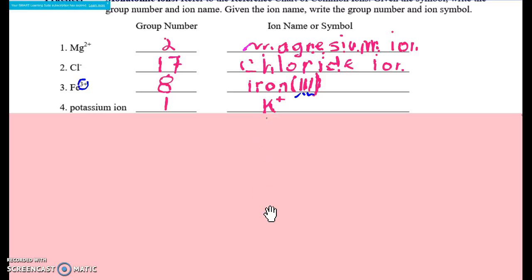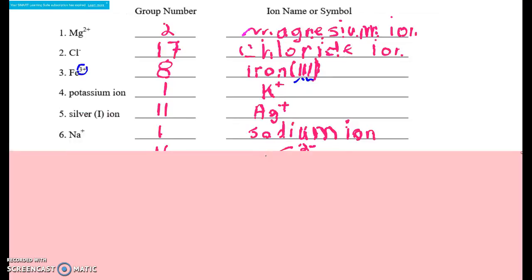I'll pause here. We have silver, 1. So remember, the 1 tells us that it is a +1. It gives away 1 electron, so we write it with that 1 plus sign there. Sodium is group 1 again. It's another alkali metal, and it is sodium ion.